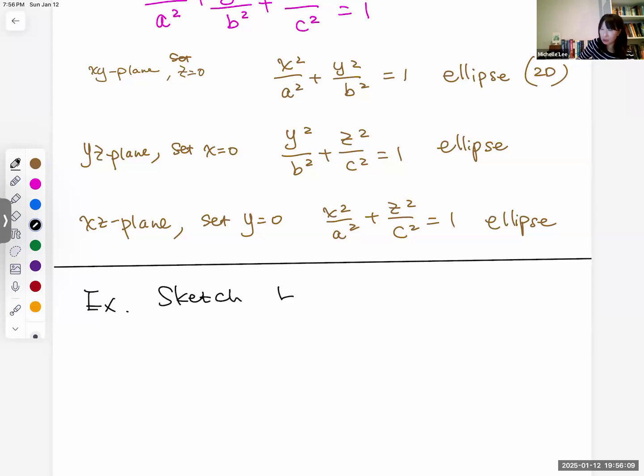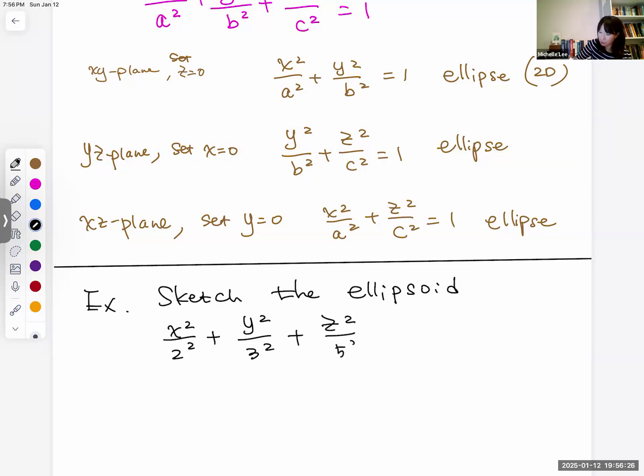Sketch the ellipsoid. So we have x squared over 2 squared plus y squared over 3 squared plus z squared over 5 squared equal to 1. This is the equation of an ellipsoid.